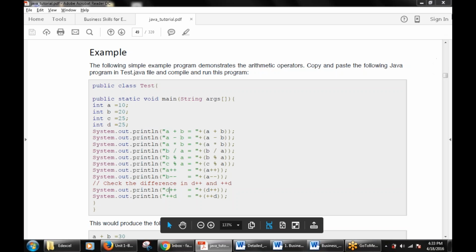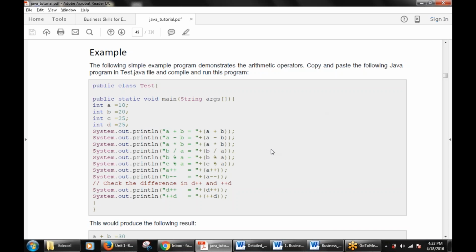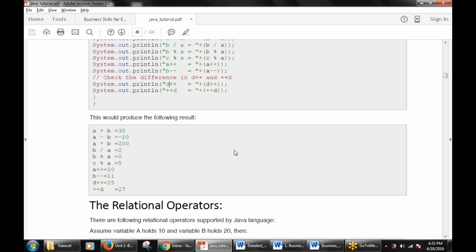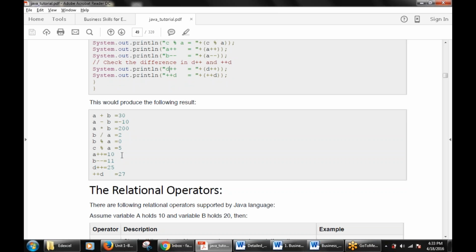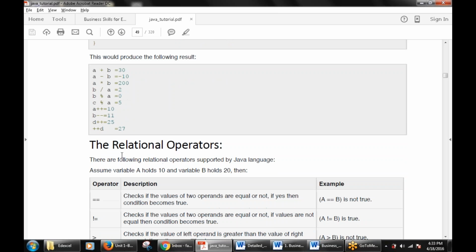This is another example of the arithmetic operators. And this is the output: a plus b is 30, that is 10 plus 20. Then a minus b, that is 10 minus 20. Then a into b, 200. Then 2, 0, 5, the same output that we have considered.